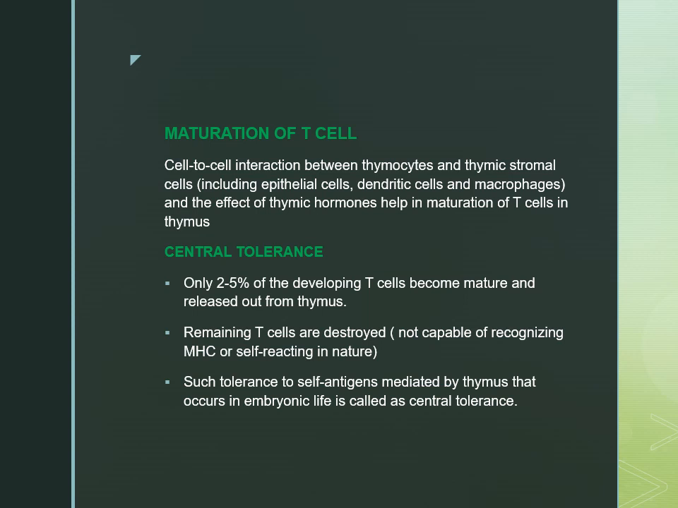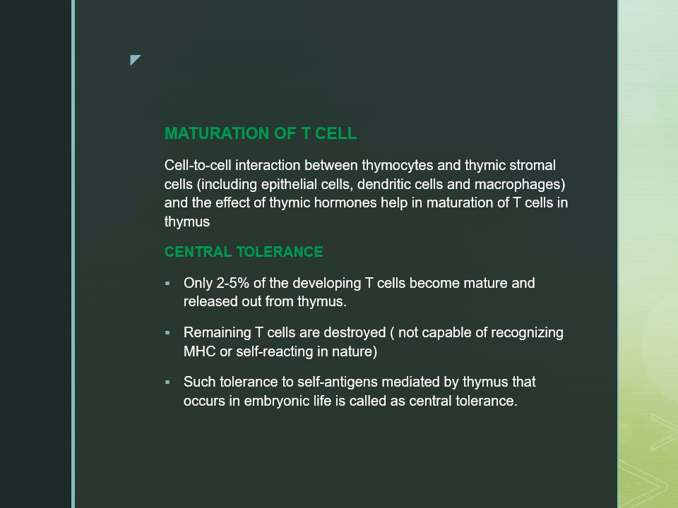Why? Because either they have not been recognized with the help of the major histocompatibility complex, or they are self-reacting in nature. So if no proper antigen presentation occurs, or when the presentation has been done and it has been shown that they are dangerous to our own body, they will be destroyed within the thymus. Protecting our body from such self antigens is the role of the thymus, and it occurs in the embryonic life. It is called central tolerance.